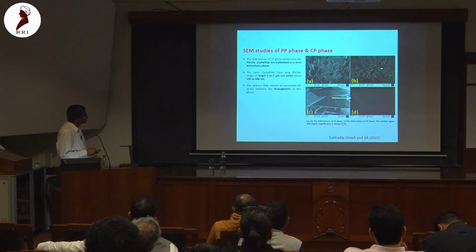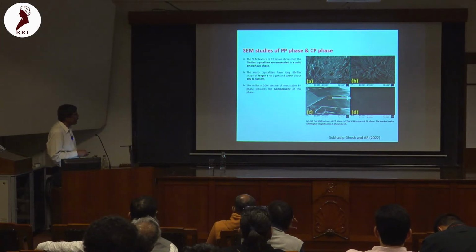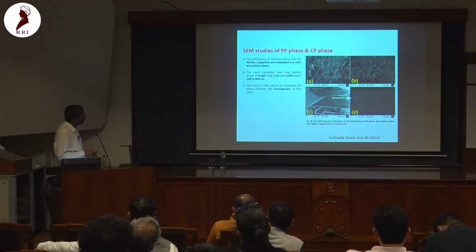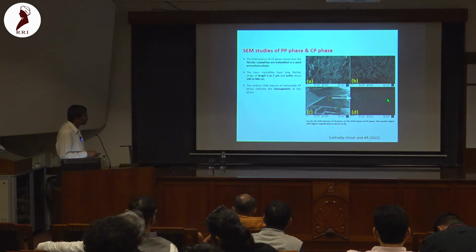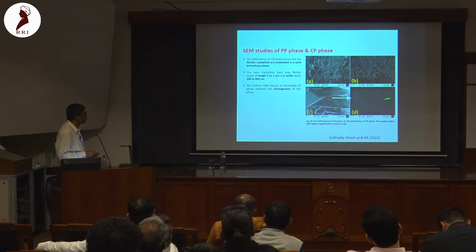And here is a cross-sectional view of this crystallite. You see that this is a cross section of the crystallite. Here is the AFM of the PP phase. The PP phase, on the other hand, you see has a homogeneous, uniform texture.